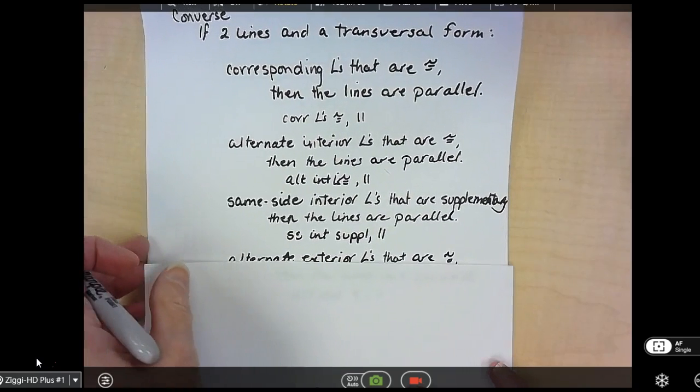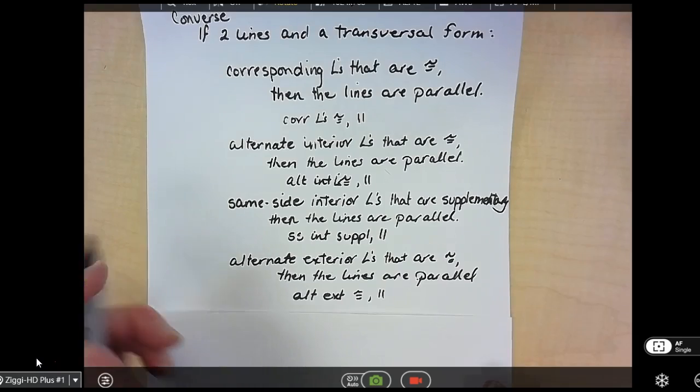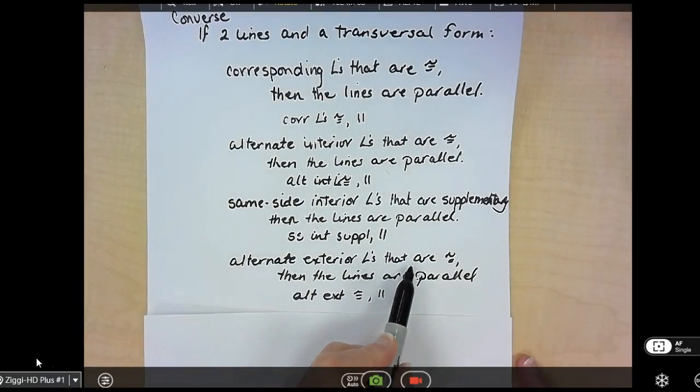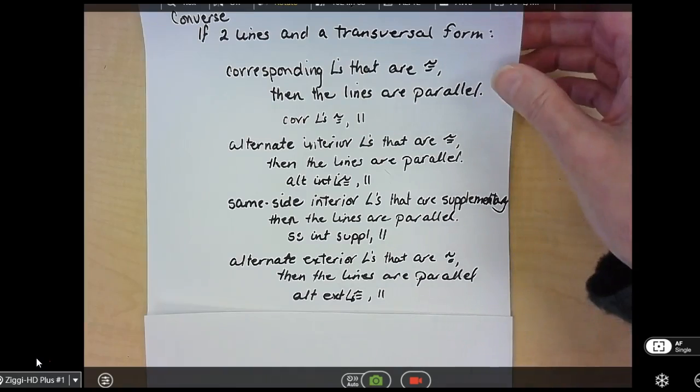So again, when we have our two lines and the transversal, if they form alternate interior angles that are congruent, then the lines are parallel. I keep saying interior, don't I? So if we have the alternate exterior angles congruent, my lines are parallel. So these are all the converse of what you learned in 3-2.